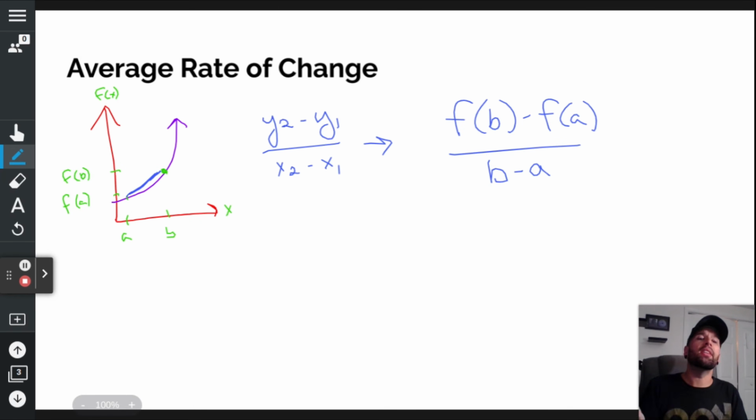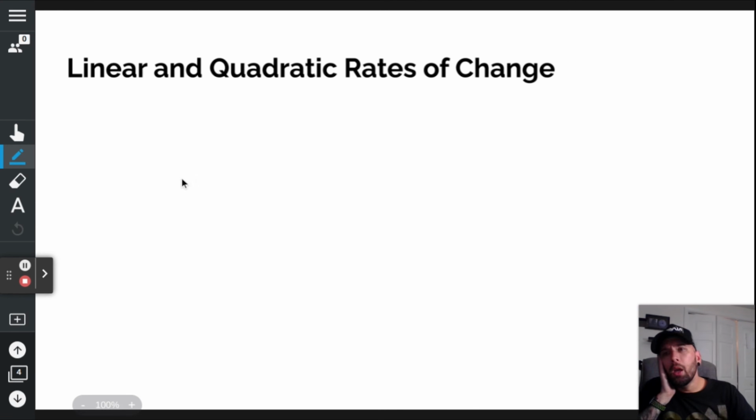And again, the average rate of change gives me the slope, which gives me a rate from A to B if I'm dealing with a curved line. Okay? And even if I'm not dealing with a curved line, it does the same thing if it's linear. It's just not as useful. All right, let's talk about linear and quadratic rates of change.